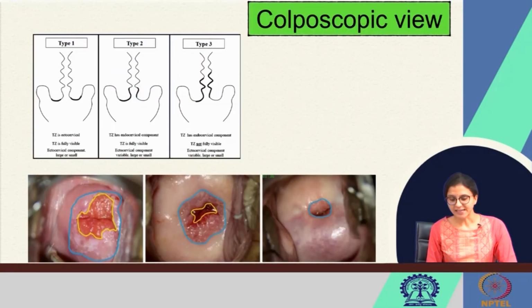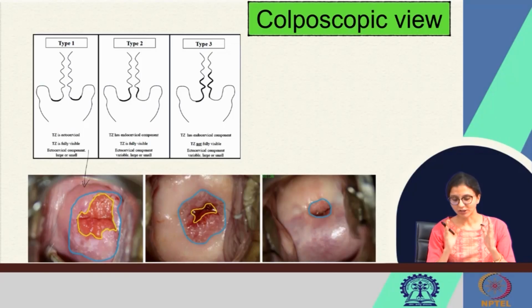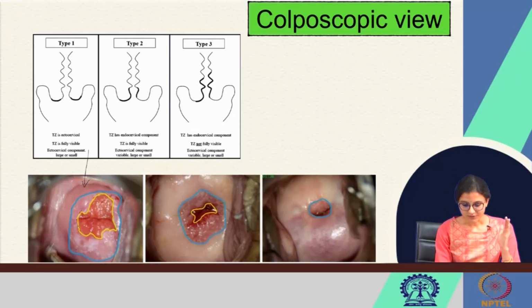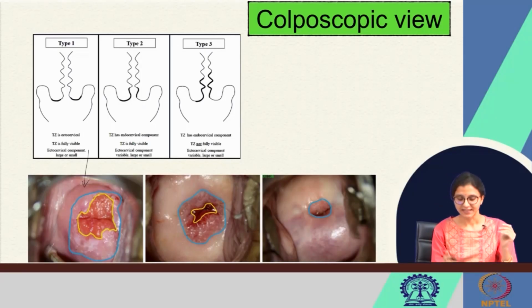Here there are different types of transformation zone. Type 1, where the whole of the transformation zone can be seen outside. This is the picture. Here when we see through the colposcopy, the whole 360 degrees of the transformation zone is outside, and so we can see the transformation zone fully. It is fully ectocervical. Type 2. Type 2 means a part of the transformation zone.